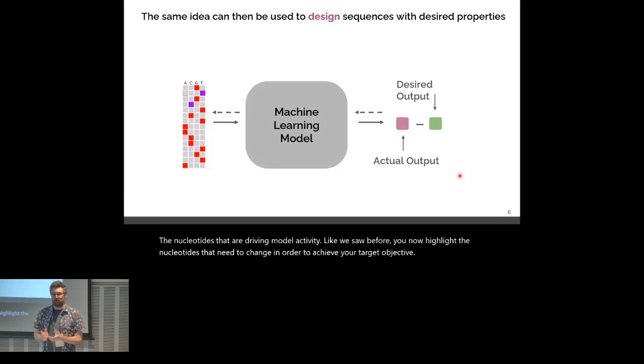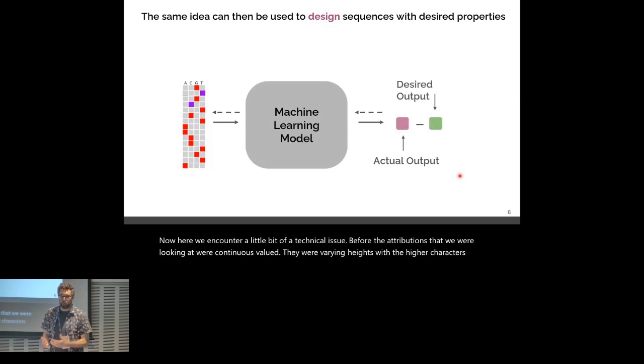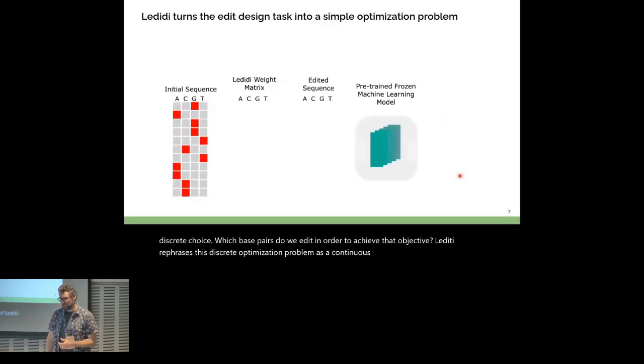Now, here we encounter a little bit of a technical issue. Before, the attributions that we were looking at were continuous valued. They were varying heights, with the higher characters meaning that they corresponded more to the model predictions. But here we need to make a discrete choice. Which base pairs do we edit in order to achieve that objective? Ledidi rephrases this discrete optimization problem as a continuous optimization problem. Essentially what it does is it learns an underlying weight matrix here that is the same size as the sequence that we are trying to edit, a weight matrix of probability distributions.